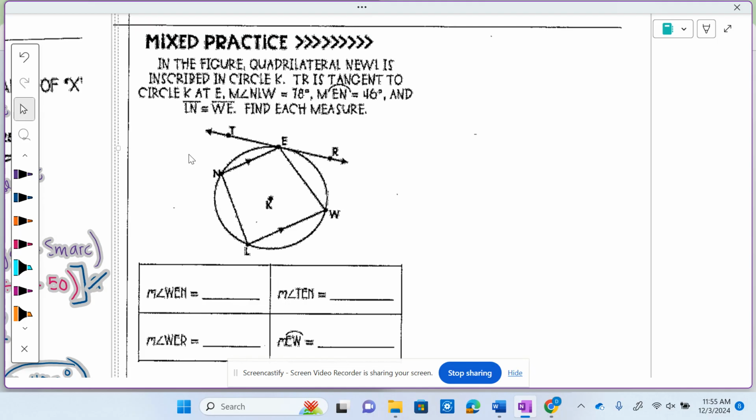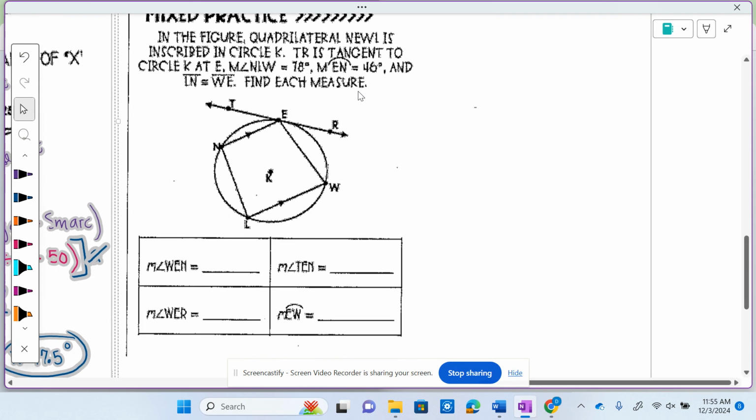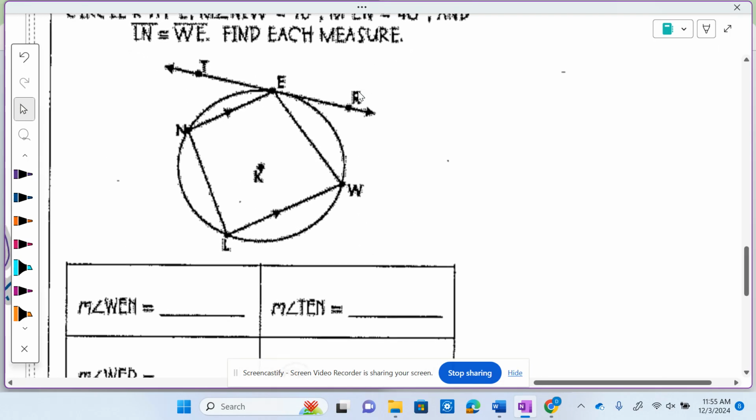Look at this page right here. Theorem number 4 from lesson 6.41, your journal from yesterday. Theorem number 4: opposite angles are supplementary. Opposite angles are supplementary.